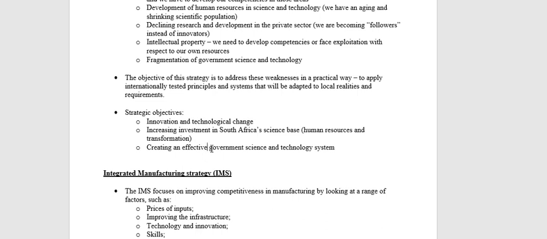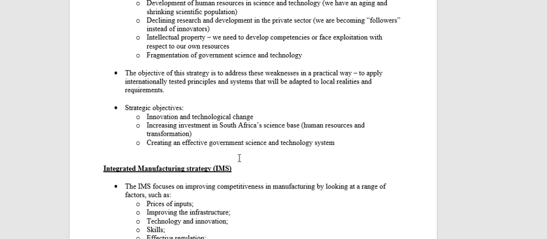Okay, very important that we increase our investment in our science base, both in terms of human resources and transformation. Obviously, as I said, research is expensive. So obviously that is going to cost money, but we need to allocate more funds for research and development. We need to allocate more funds for the upskilling and the training of our human resources so that we can obviously fill the gap in terms of the shortage of scientists that we have. And then lastly, we need to create an effective government science and technology system. Obviously, it has to be driven by the government.